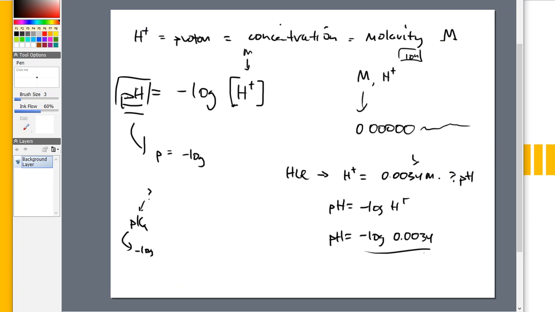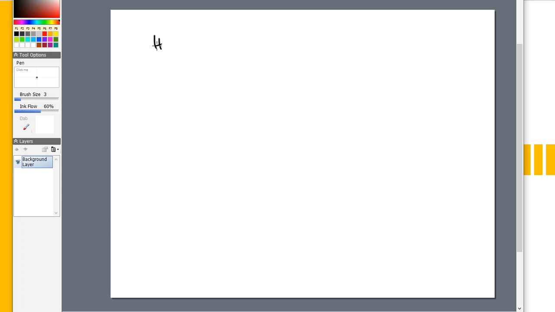Now, the issue here is that sometimes they make us go backward. All right, so what that means is that sometimes they'll say, hey, you put a hydrochloric acid solution in the lab, and you measured the pH of that solution, and the pH of that solution is 2.57. What is the hydrogen concentration of that solution in molarity? Again, they make it sound more complicated than what it needs to be.